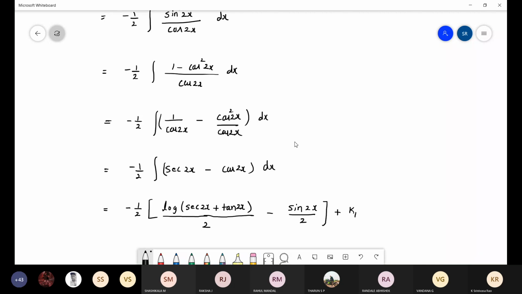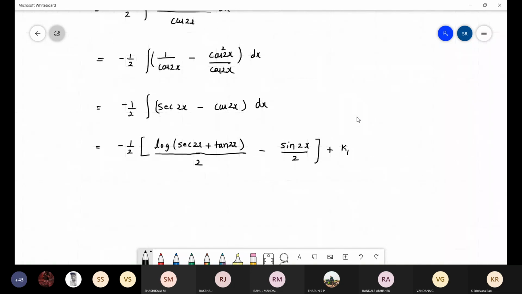Finally, either you can multiply or you can take common. I will multiply by minus 1 by 2. Since I am multiplying by the negative sign, minus becomes plus and plus becomes minus. So I will get, finally, a equals plus sin 2x divided by 4, because 1 by 2 into 1 by 2, and minus into minus becomes plus, and the first term becomes negative, therefore minus log of secant 2x plus tan 2x divided by 4 plus k1. That's it.